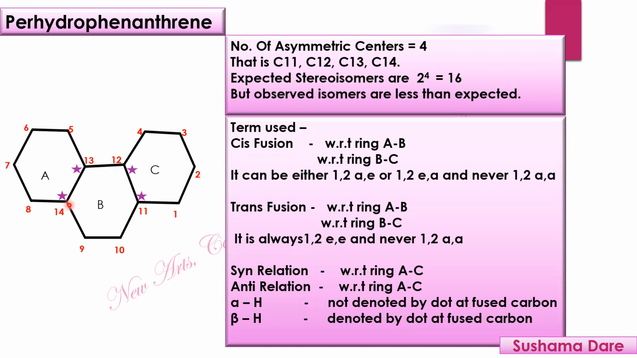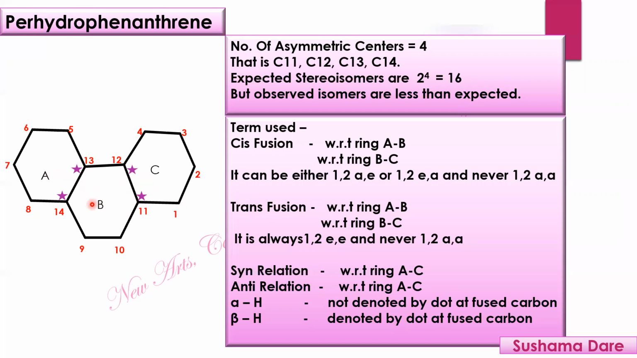Now here are some terms we generally use. The first term is with respect to ring A, B and C. So with respect to ring A and B, as ring A is a 6-membered ring and B is also a 6-membered ring, then AB are fused with either cis fusion or trans fusion. So AB fusion, 6-6 fusion, can be either cis fusion or trans fusion. So BC, again the same, either it can be cis or trans.